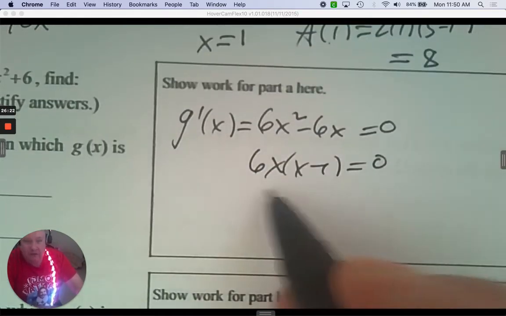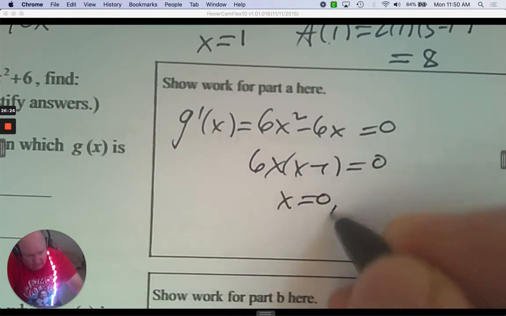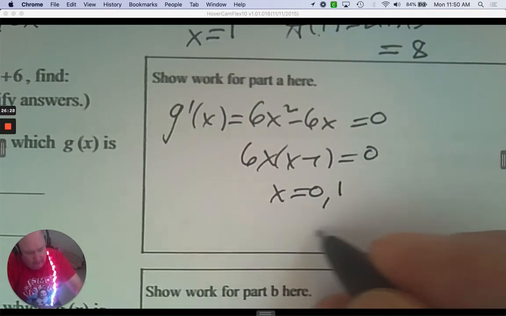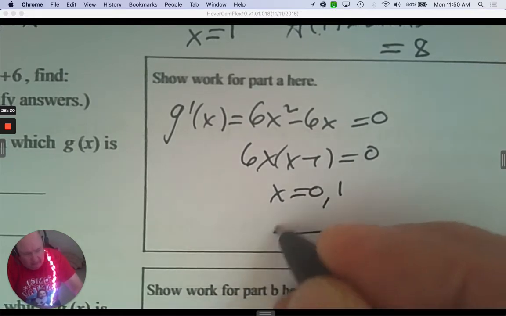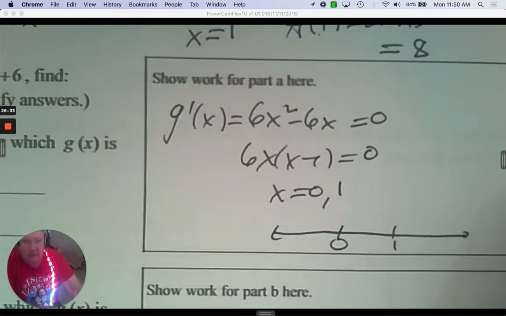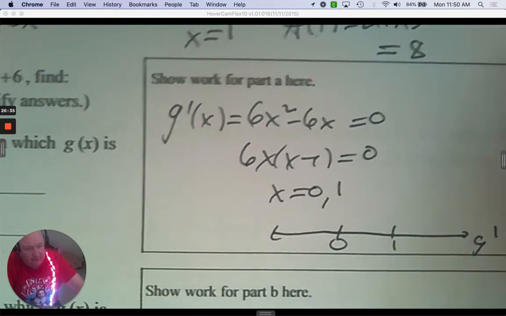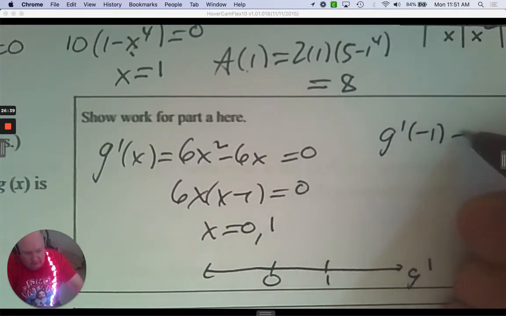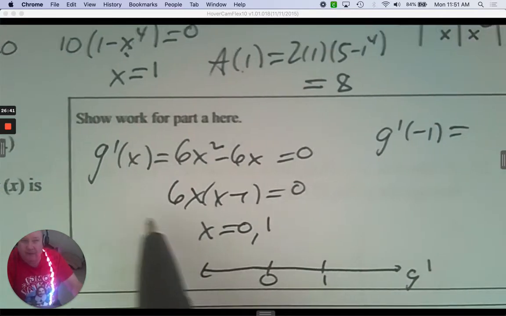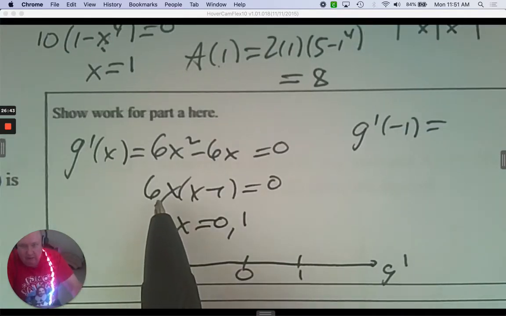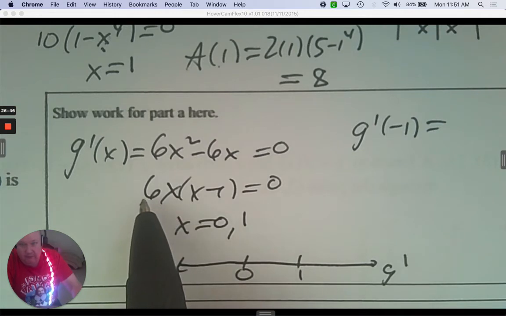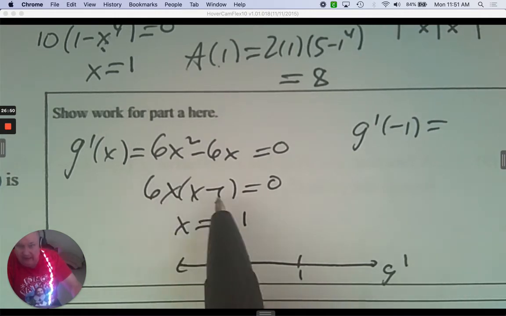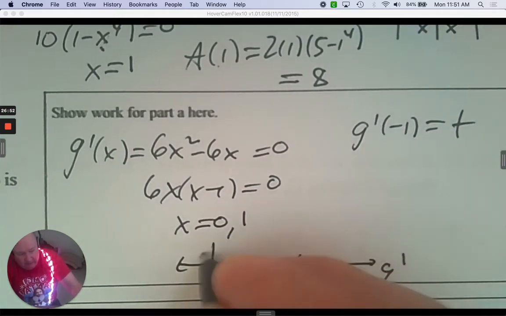So 6x gives you the answer 0. X subtract 1 gives you the answer positive 1. Then you have to draw a number line. That number line includes 0 and 1, creating your intervals for the derivative. Then we're going to plug in any number smaller than 0, and I want to know if the answer is positive or negative. I'm going to use the factored version. So that is 6 times negative 1, and negative 1 subtract 1. That's a negative times a negative, and that's a positive answer.